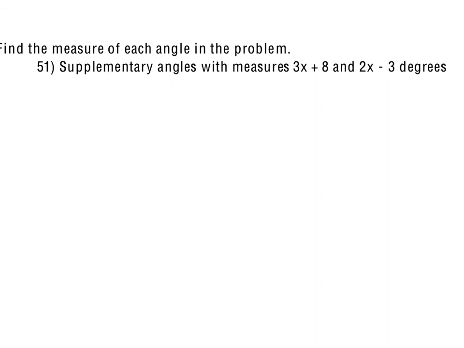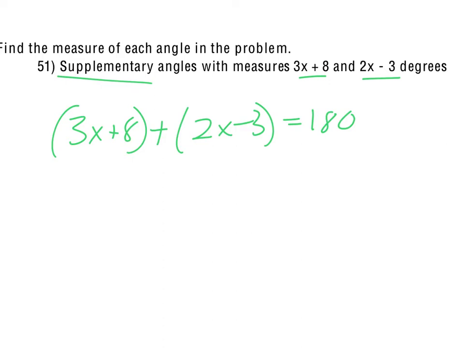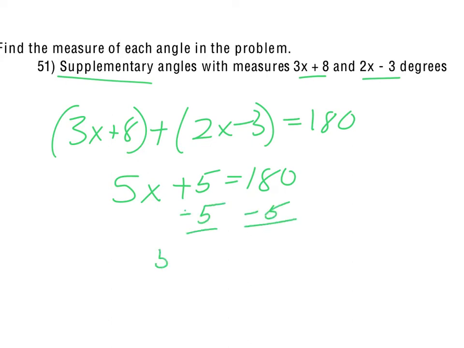Number 51, then, they give us expressions for a couple of angles, 3x plus 8 and 2x minus 3. They tell us those are supplementary. Well, if they're supplementary, that means that when we add those together, parentheses for emphasis, the sum is 180 degrees. So that would be 5x plus 5 equals 180. Subtract the 5, we get 5x equals 175, and divide by the 5, we find out that x is 55.